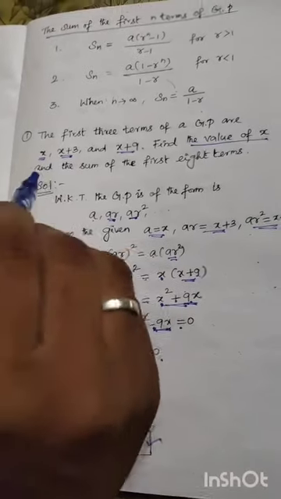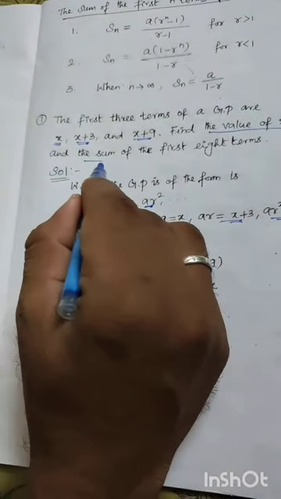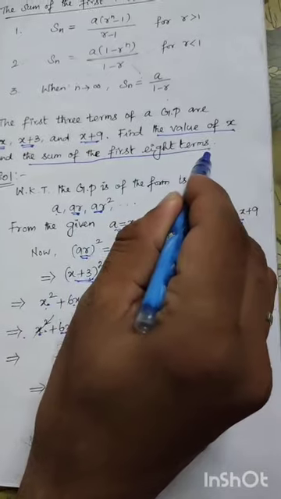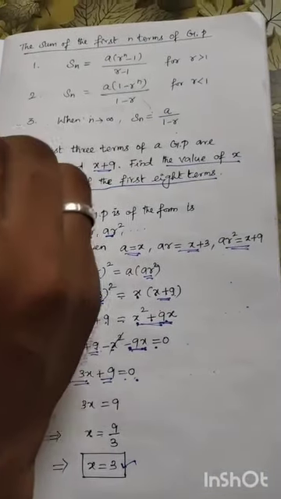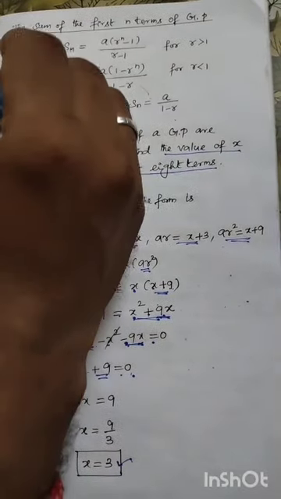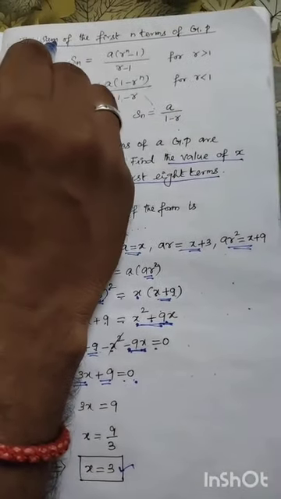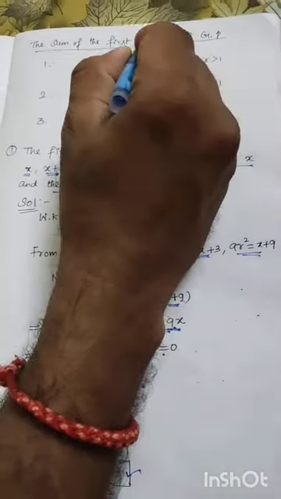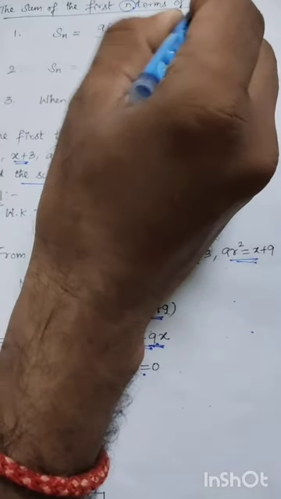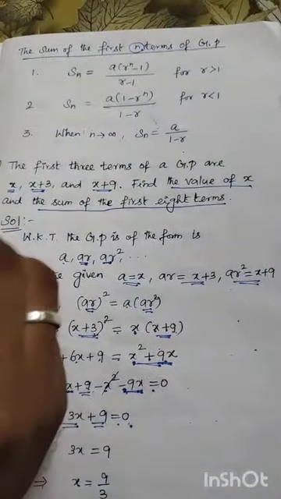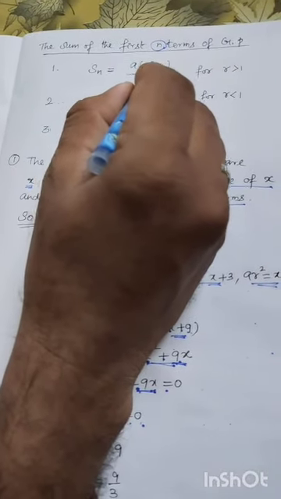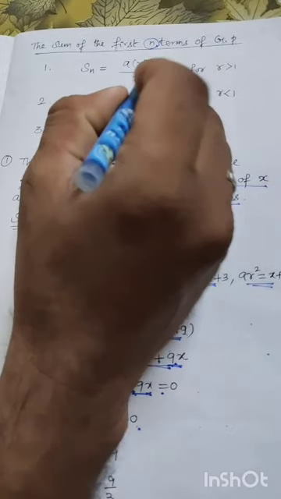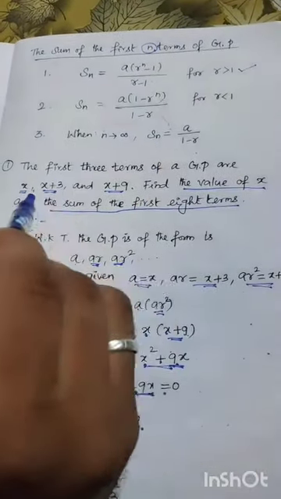Next we have to find the sum of the first 8 terms. We know the formula for finding the sum of the first n terms of a geometric progression. Sn is equal to a into r power n minus 1 divided by r minus 1 for r greater than 1.